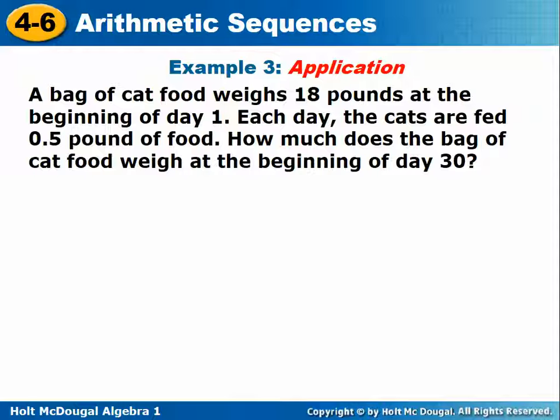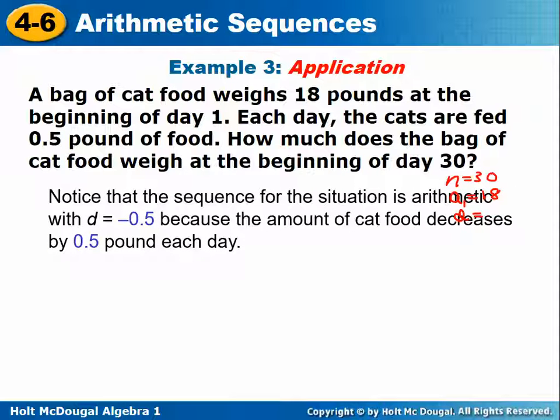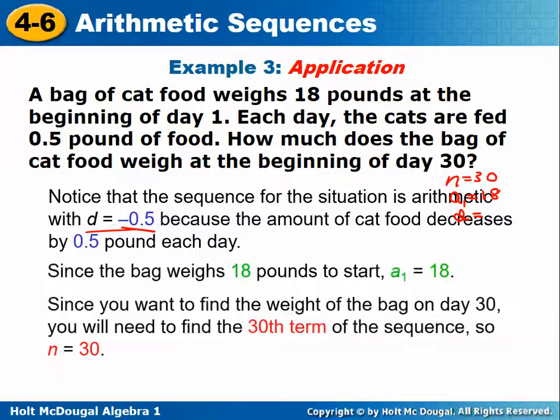Here's an application problem with the sequence. We have a bag of cat food that weighs 18 pounds at the beginning of the day, day 1. Each day the cats are fed 0.5 pounds of food. How much does the bag of cat food weigh at the beginning of day 30? So we're looking for n equals 30. At the beginning, it's 18, and our common difference is we are subtracting each time, so it is -0.5.